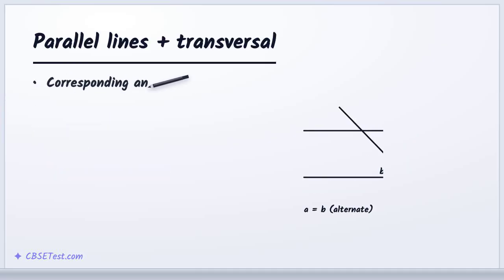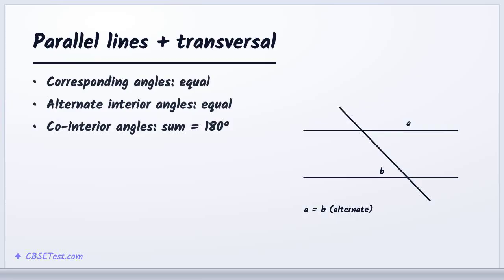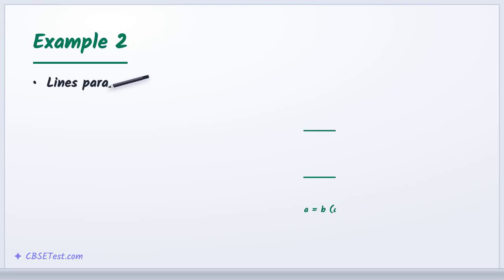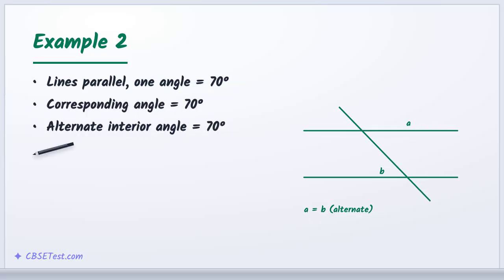When a transversal cuts two parallel lines, three key facts hold. Corresponding angles are equal, alternate interior angles are equal, and co-interior angles on the same side add up to 180 degrees. If one angle made by the transversal is 70 degrees, then its corresponding and alternate interior partners are also 70. The co-interior angle on the same side must complete 180, so it is 110 degrees.